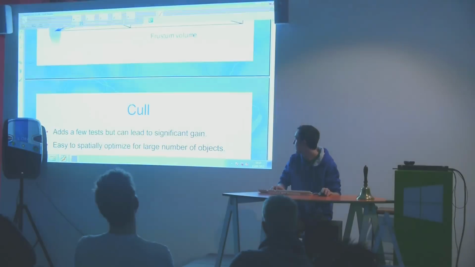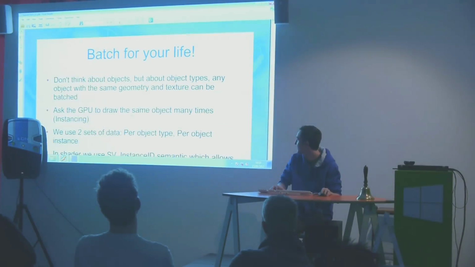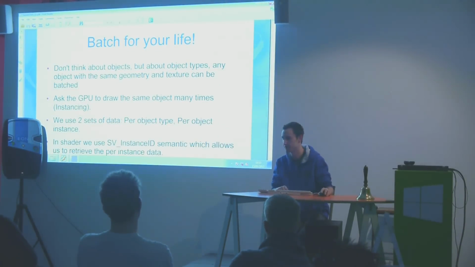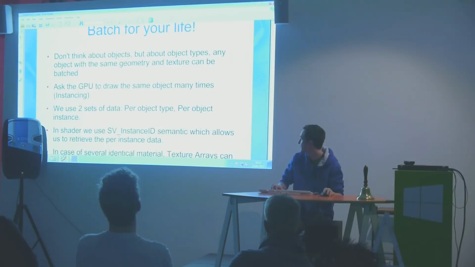That leads to the second technique, which is called batching. Batching is the most important technique in modern graphics. If your objects share the same geometry, instead of asking your graphics card to draw my object one time, draw my object one time, and repeating that 1,000 times, you tell your card: draw me this object 1,000 times.